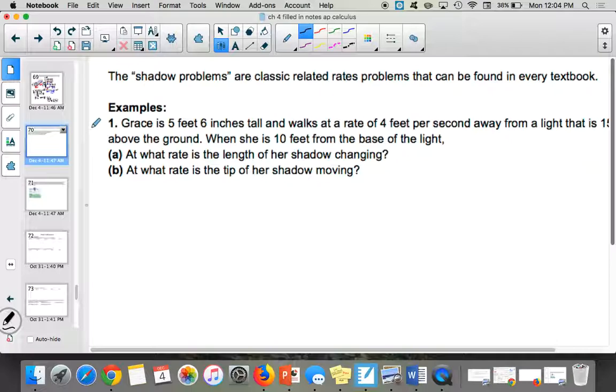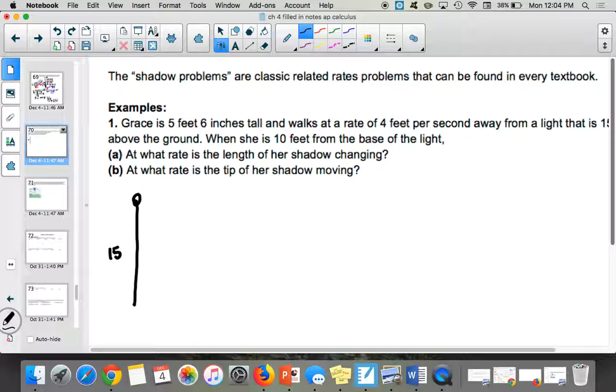Okay, so the shadow problems are classic related rates problems that can be found in every single textbook. So these are in every single Calc 1 course. They usually don't put them on the free response, but they'll put them on the multiple choice on the AP exam. Okay, so Grace is 5 feet 6 inches tall, and she walks at a rate of 4 feet per second away from a light that is 15 feet above the ground.